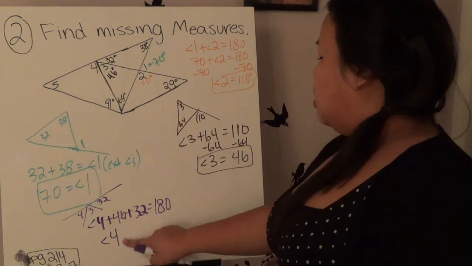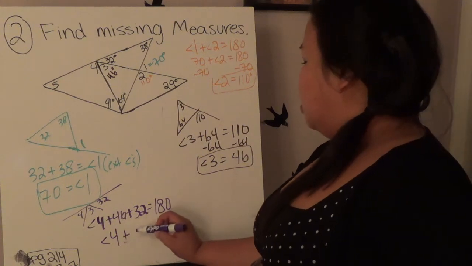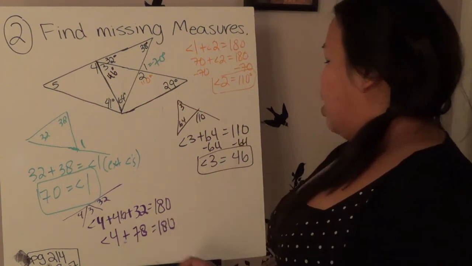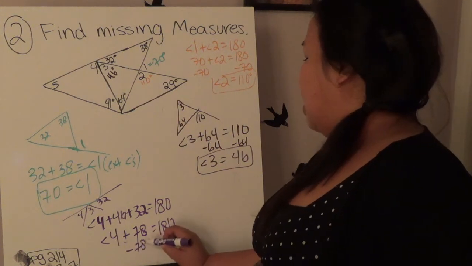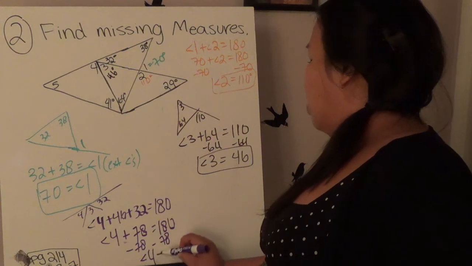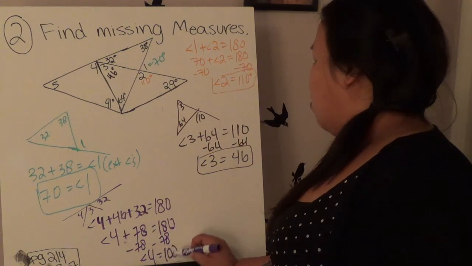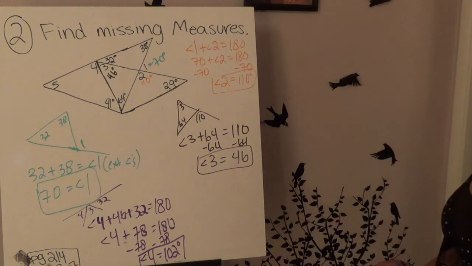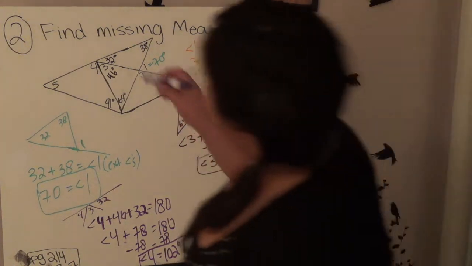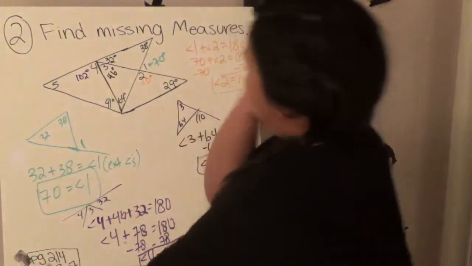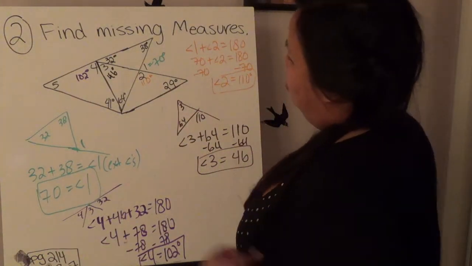So we're going to add this together and bring down angle 4. So 46 plus 32, 78, plus angle 4 equals 180, all right? And then I subtract 78 from both sides. I end up with angle 4 equals 102 degrees, right? So this gives me 102 degrees.